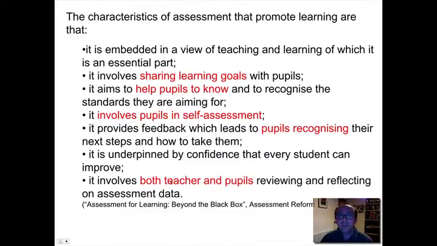It involves both teacher and pupils reviewing and reflecting on assessment data. SIMS is there not just to empower you, it's there for you to share that information. And it's not just SIMS, is it? It's what you have in your own mark book, it's your own departmental tracking and assessment policies. They are there as tools to help students better themselves.